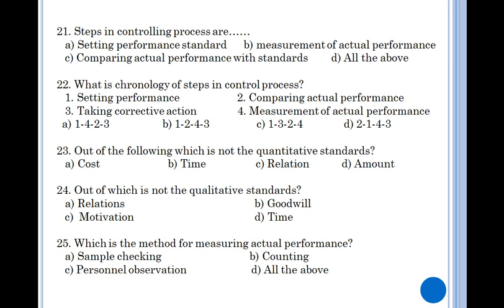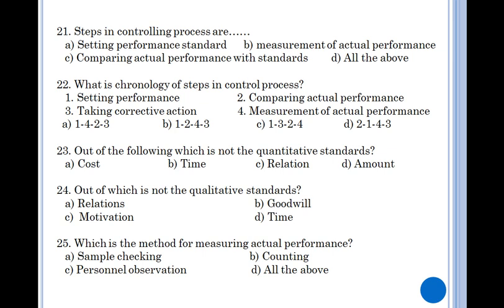Next, question number 21. Steps in the controlling process are, as we know, we have 5 steps in the controlling process. From that, 3 are given. Option A, setting performance standard; B, measurement of actual performance; C, comparing actual performance with standards; and D, all of the above. As you know, the steps in the controlling process are: first, setting the performance standard; second, measurement of actual performance; then we compare both the standard and actual performance, then we get the deviation, and upon the deviation we can take corrective action. Okay, so option D is correct, that is all of the above.